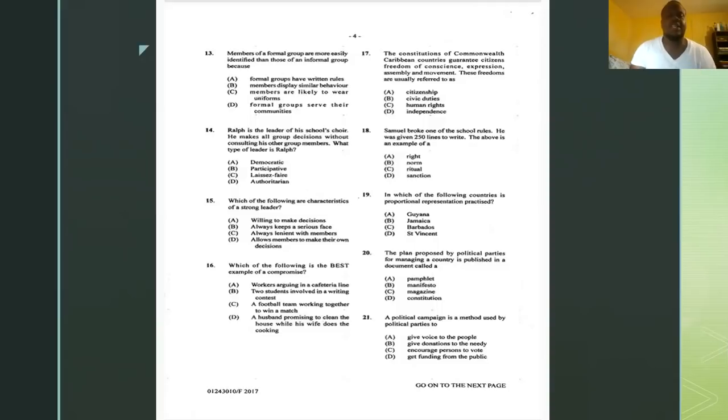Which of the following is the best example of compromise? Right? Compromise. You have to know what the word means, or you can use context clues. Good?